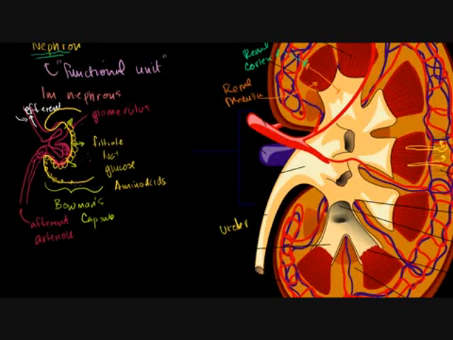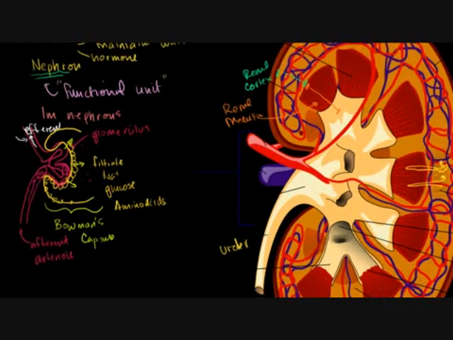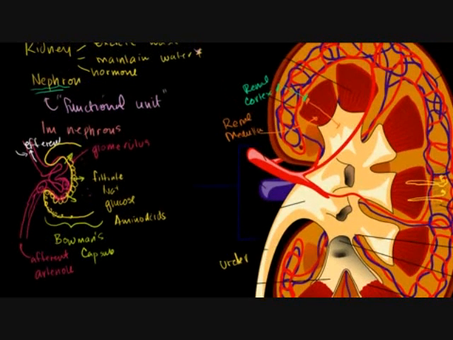Now, the Bowman's capsule is kind of the beginning of the nephron. And just to get an idea of the big picture of our kidney, let's say we're near an arteriole, and this is a Bowman's capsule right here. It'll look something like that, and the whole nephron is going to be convoluted like this, and it's going to dip down into the medulla, and then come back, and then it's going to eventually dump into a collecting duct, and I'll talk more about that. So what I've drawn just here is a zoomed in version of that part right there.